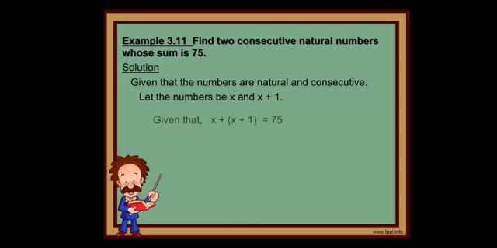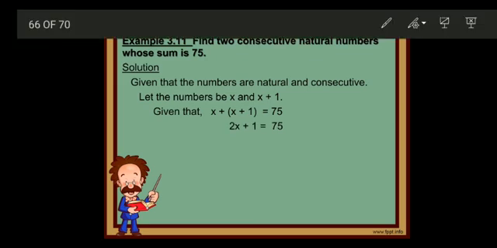So x plus 1 is equal to 75. x plus x is 2x. 2x plus 1 is equal to 75. So what do we have to find out? We have to find out the value of x.